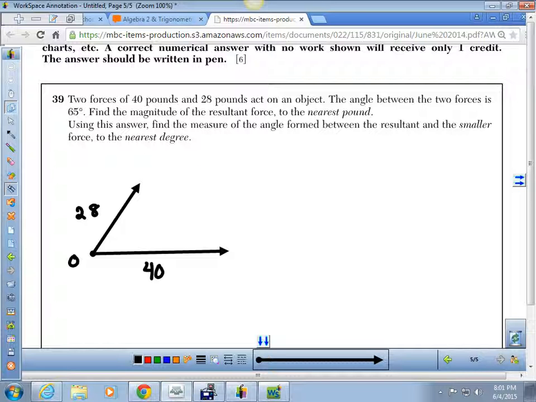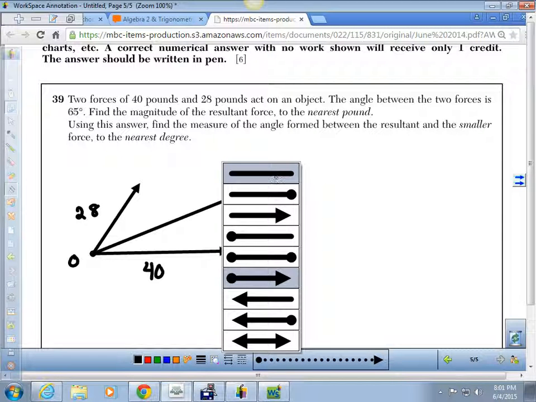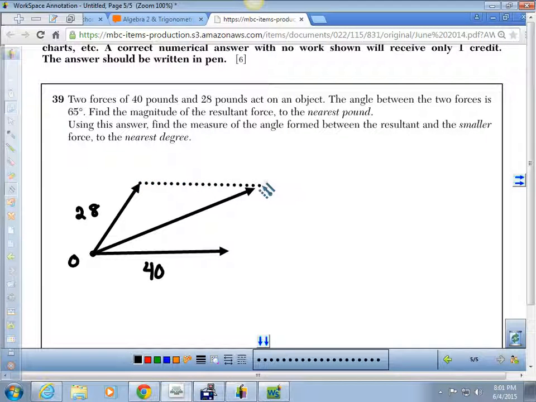Yeah, now if they were equal forces, if they were both 40, where would it go? Directly in the middle of them. But this one, the 40 is pulling a little bit harder, so it's going to go a little bit more in that direction right there. That kind of looks like a diagonal, doesn't it? Kind of looks like a diagonal of what kind of a figure? Yeah. So if we do this now, I recognize that I've got a parallelogram.